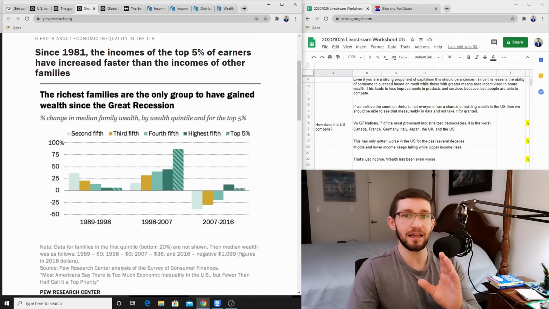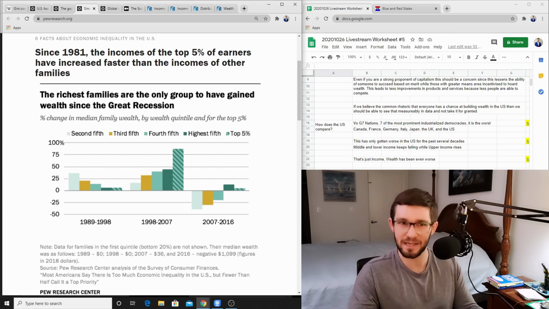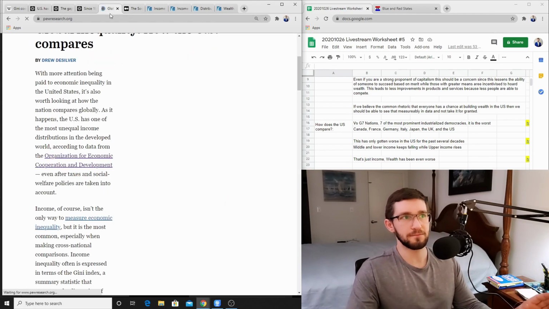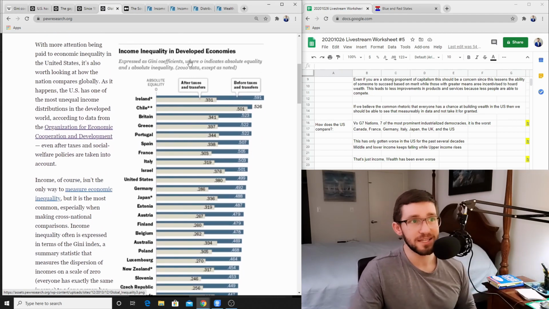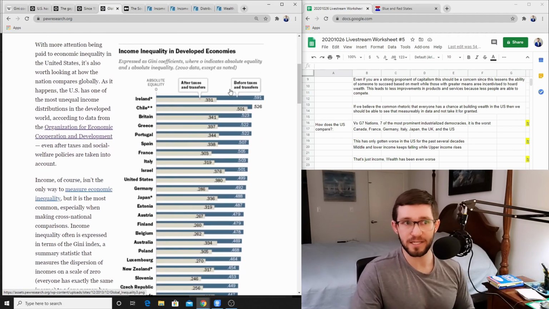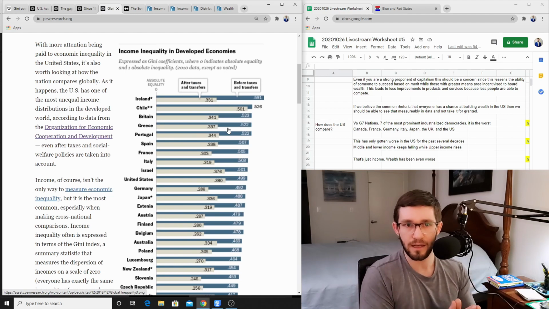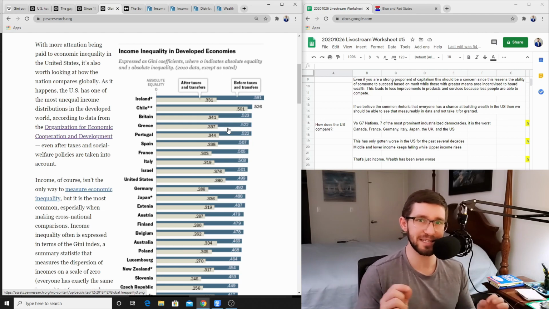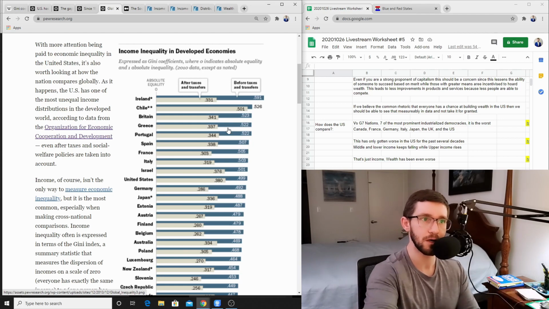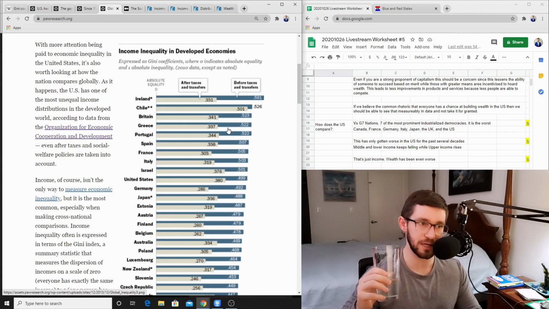Let's look at even more perspective, to think about historically. Well, actually, let's look at this first. This is income inequality within developed economies. So we can see a little bit more of an idea of where the U.S. stands overall. And just so everyone's clear, the U.S. is about 37th in the world when it comes to income inequality as measured by the Gini coefficient.